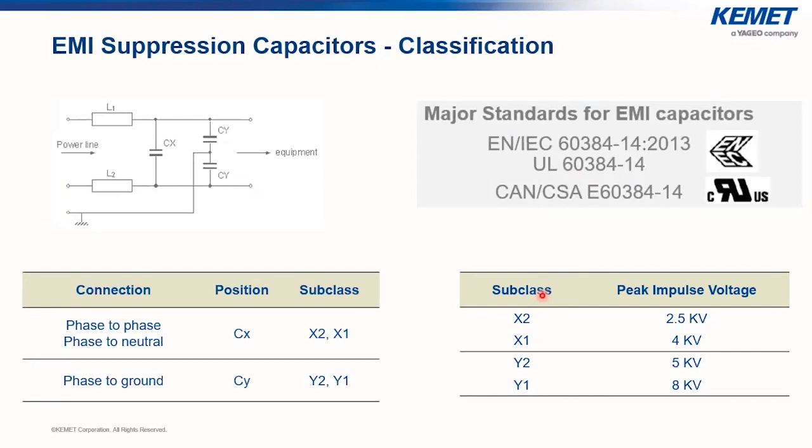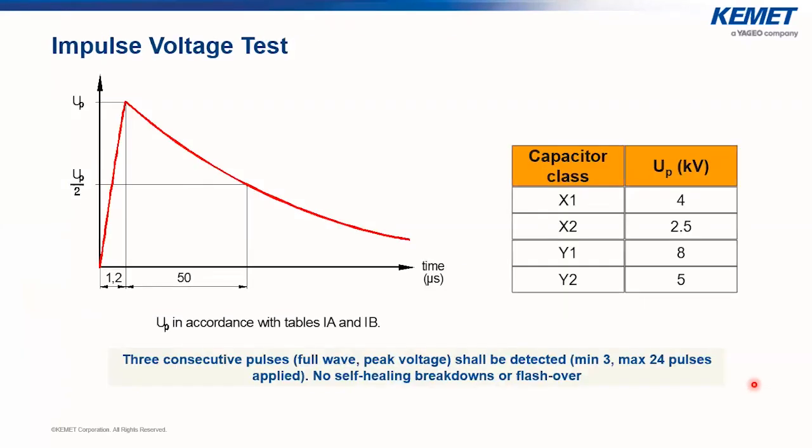What is the difference between the different subclasses? First of all, as I told you before, we have different tests. The most important one probably is the peak impulse test. Different classes and subclasses have different values for the peak voltage. X2, for example, 2.5 kilovolt, Y2, for example, 5 kilovolt.